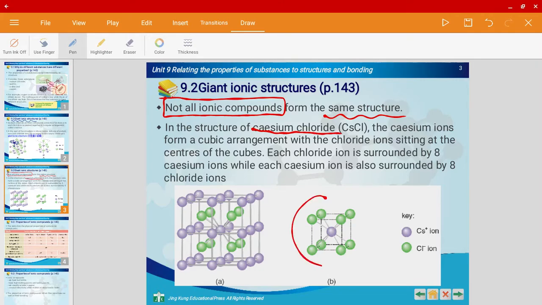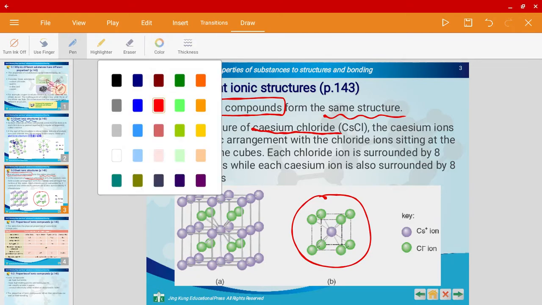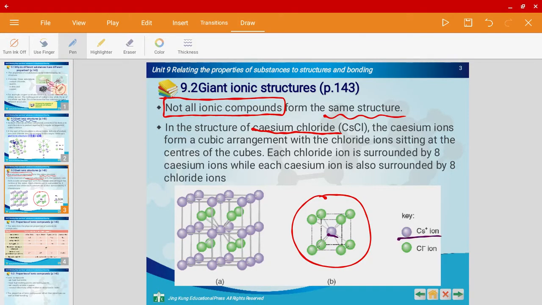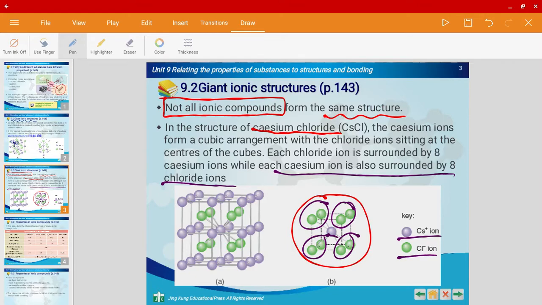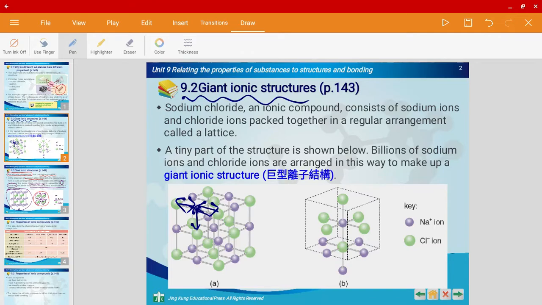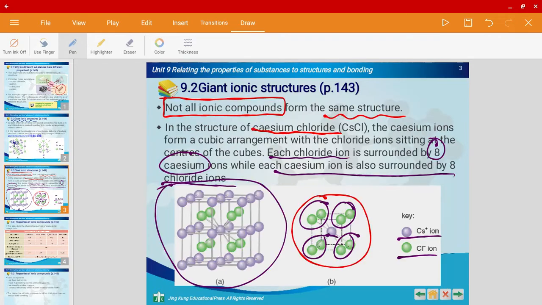Let's look at the diagram on the right. The cesium ion, the one in purple, is surrounded by 8 chloride ions, the ones in green, while each chloride ion is also surrounded by 8 cesium ions. Do you notice that the structure, diagram A over here, is a bit different from what you've seen in structure A of sodium chloride? So not all ionic compounds have the same structure, okay?